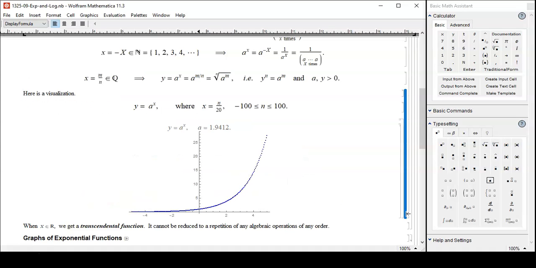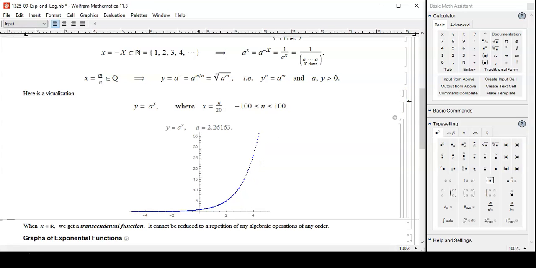And here is a visualization. Here we have a to the x power, where x is not all rational, that's too much, so just n over 20, where n is running from negative 100 to positive 100. So x goes from negative 50 to positive 50, and the increment is 1 over 20, so it's 0.05. And then we have a bunch of dots. This program is randomized, so if I run it again, I'm going to get a little bit different shape.